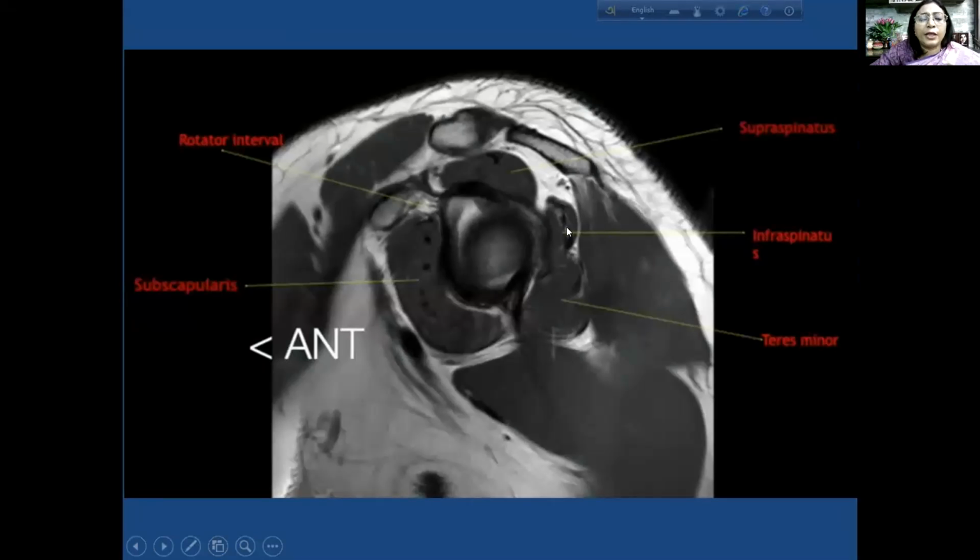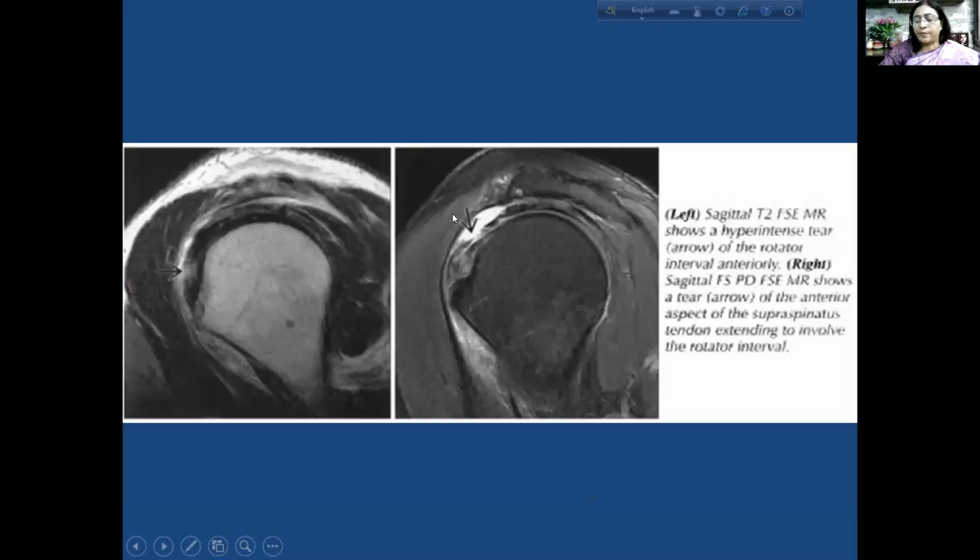Now one more slide to see the rotator cuff interval tear. This is the rotator interval between the supraspinatus and subscapularis muscle. Here it contains the coracohumeral ligament and biceps tendon. When there is a tear, this area is filled with fluid signal intensity, and the coracohumeral ligament is absent or the bicipital tendon sometimes torn. And this is the area of adhesive capsulitis, where there is thickening of the coracohumeral ligament and capsule. Sometimes the anterior supraspinatus tear may extend into the rotator interval area.